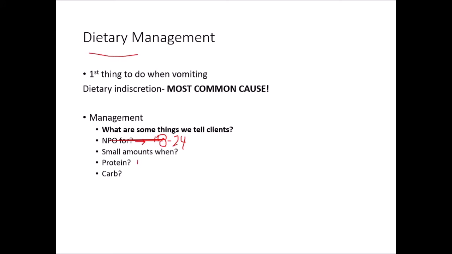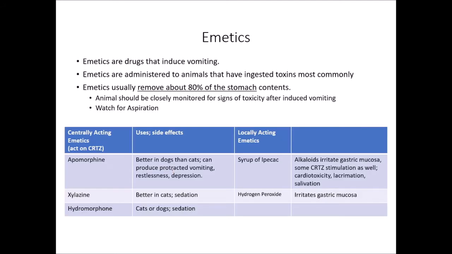Emetics are drugs that induce vomiting. Emetics are administered to animals that have ingested toxins most commonly, and they remove about 80% of the stomach contents. Animals need to be monitored closely for signs of toxicity after induced vomiting and watch for aspiration.